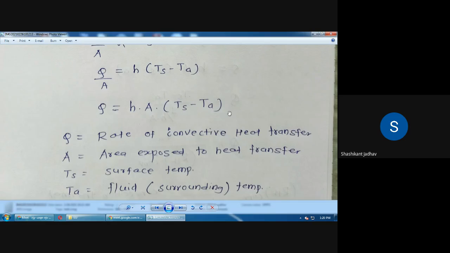Meaning the plate that we have considered, the surface area in contact with the air is nothing but the area exposed to heat transfer. So write down A is equal to area exposed to heat transfer. We have to understand the concept of area. Area means the area on which the molecules of air or fluid are in contact with that particular surface. That surface area is nothing but capital A, the area exposed to heat transfer.